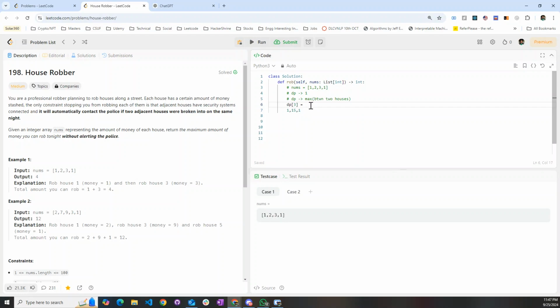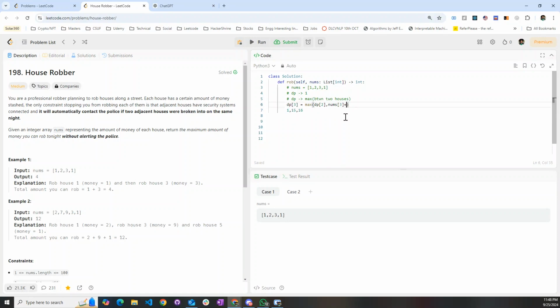So how do we do that? We just take the maximum of either not choosing the third house. If you don't choose the third house, we just take the previous one, right? So that would be dp of 2. Or let's say this was 16, right? And so we take the third house, so taking the third house means nums of 3, right? Since this is the array, right?